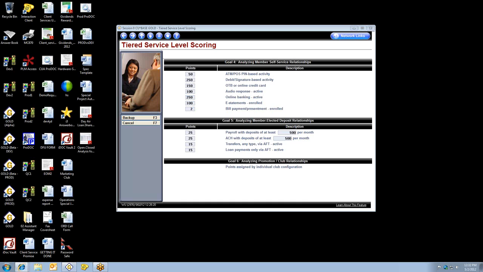E-statements we already talked about. Bill payment. If you are using CU EasyPay, what we're going to do is at the time the scoring is completed, we will look to this particular enrollment file, and if the member happens to be enrolled at the time of the scoring, we will award them points.